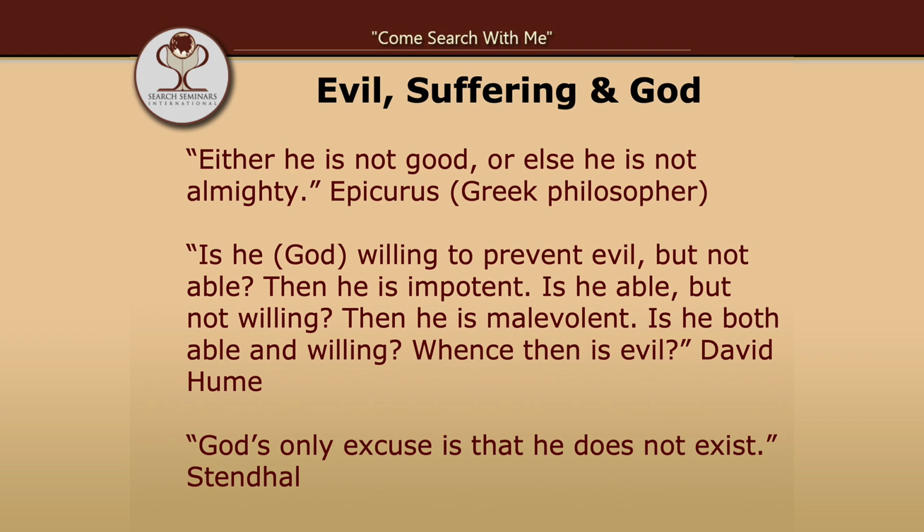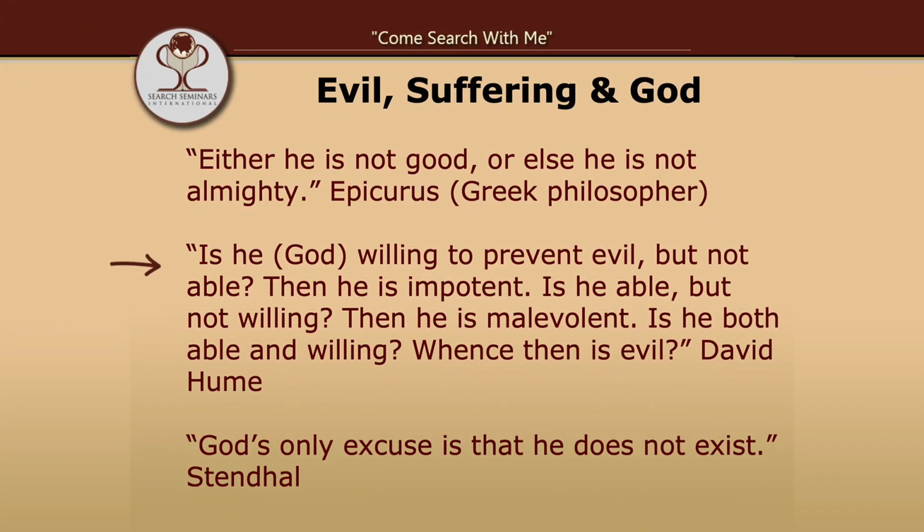Do you know, Epicurus was a Greek philosopher back in the 3rd and 4th century BC. He said these words, either He, God, is not good, or else He is not almighty. Can't be both. And David Hume, a later philosopher, a brilliant thinker, he emphasized that even more. His words: is He, God, willing to prevent evil but not able? Then He is impotent. Is He able but not willing?